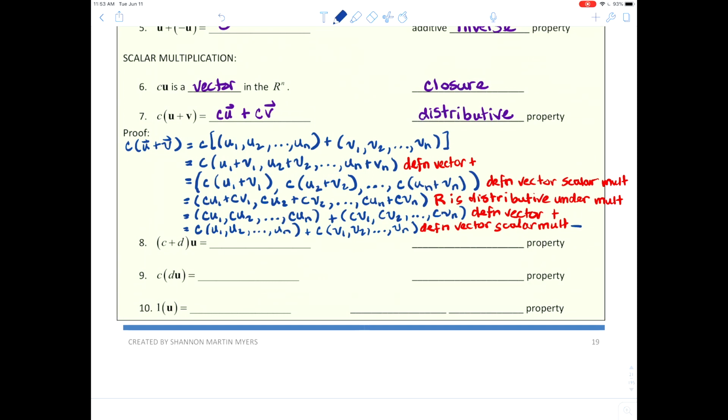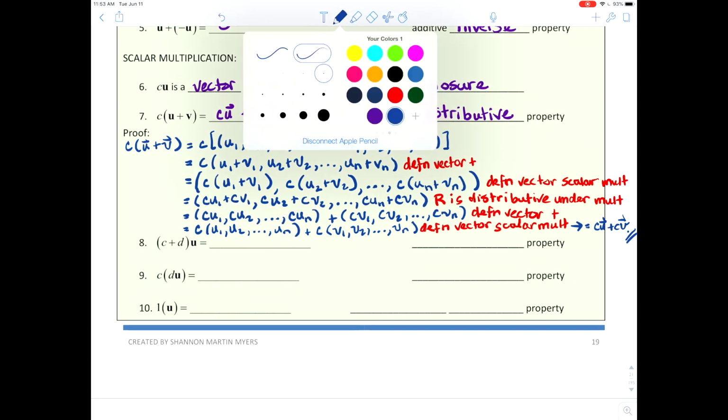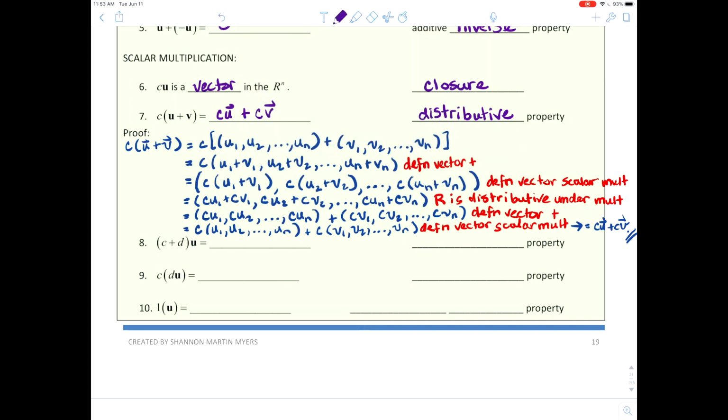This is equal to C times U plus C times V, which is what we were trying to prove. Groovy? Okay, so the next property would be a similar proof, except a little bit easier because you're only using one vector and you're using two scalars.